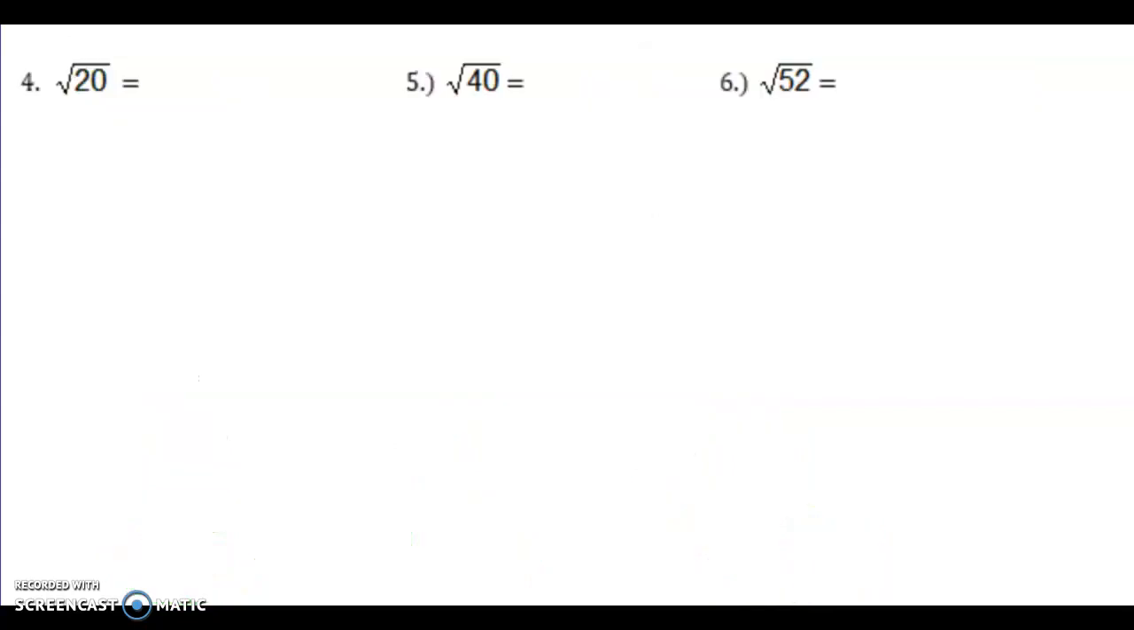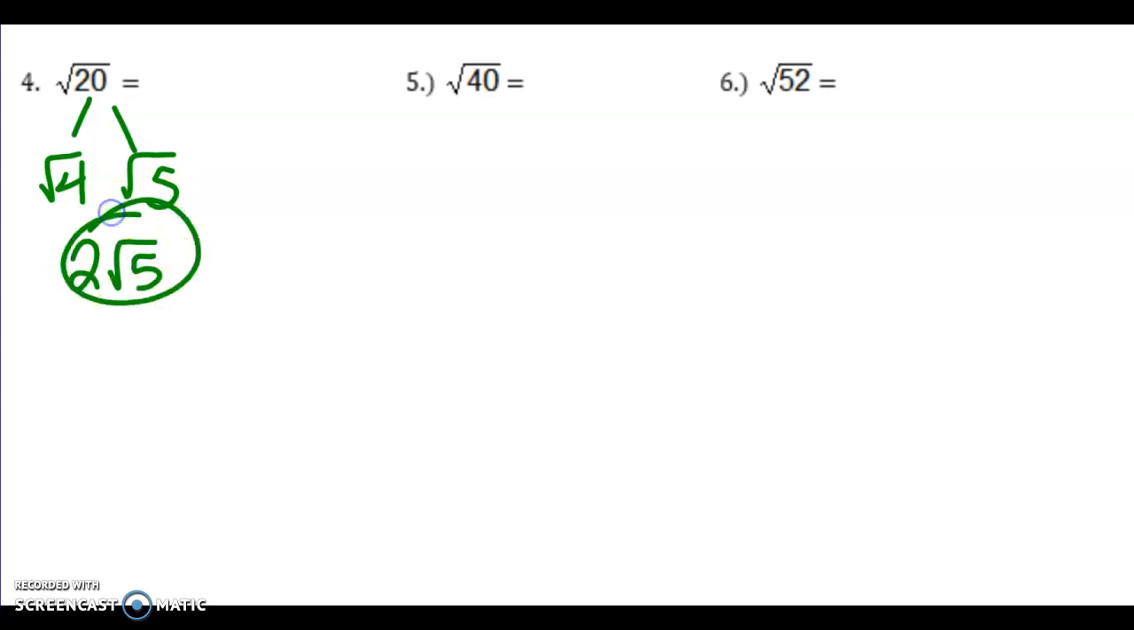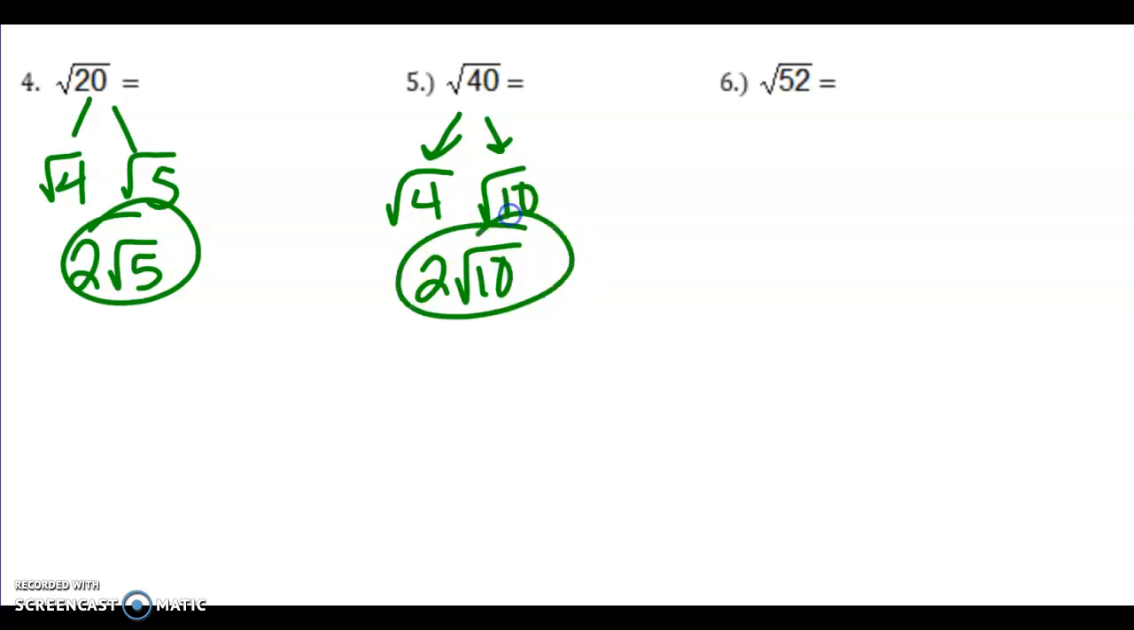Okay, moving on. 20 breaks down into the square root of 4 and the square root of 5. Now notice how I always put the square root of a perfect square first because I know that that's going to be 2, so it's actually 2 square root of 5. 40 is going to break down into the square root of 4 and the square root of 10, and we already talked about the square root of 10, so we know that one's not going to go any farther.